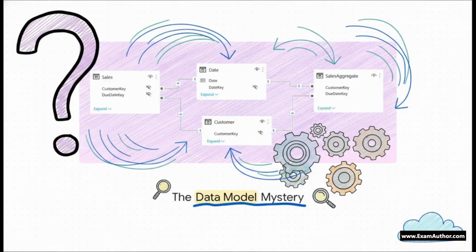Let's set the scene with a classic, high-stakes data model mystery. Imagine a setup with 4 interconnected tables: sales, sales aggregate, date, and customer. At a quick glance, sure, it's a standard star schema. But the exam doesn't just want to know how they connect, it wants you to define the actual physical nature of how these tables are going to store and retrieve data.